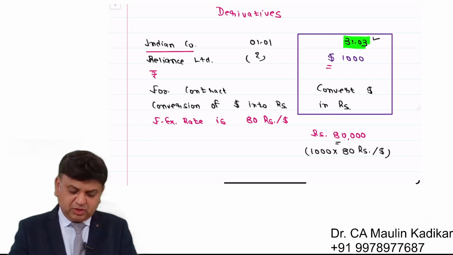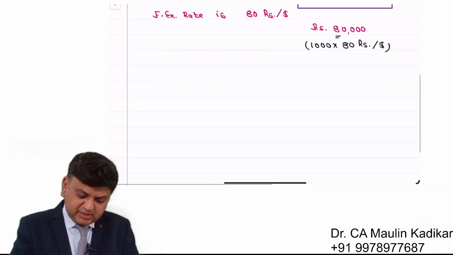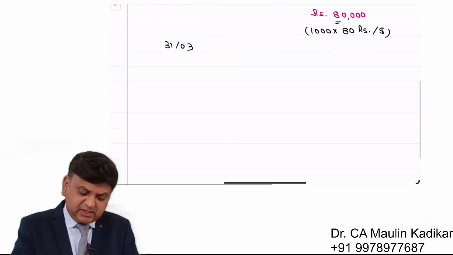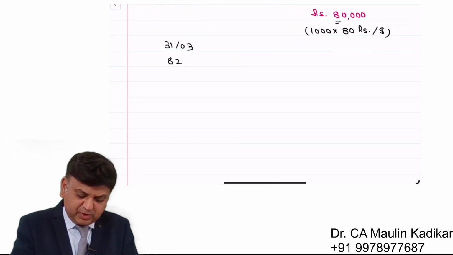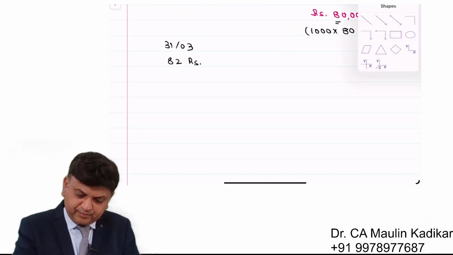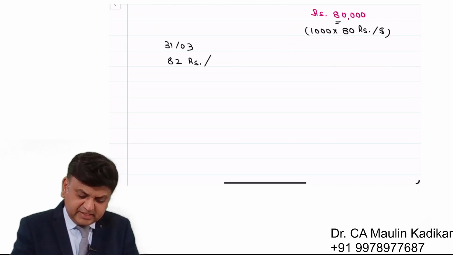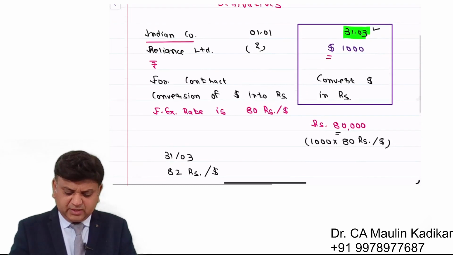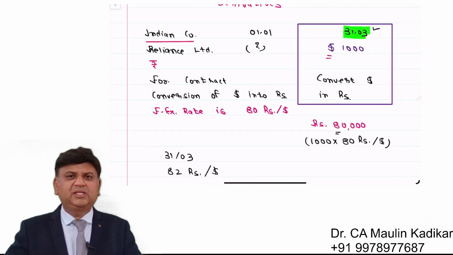Now, my question to all of you is this. Please write your answer in the chat box. Suppose on 31st of March, spot exchange rate is 82 rupees per dollar. Whether Reliance company is happy for entering into the forward contract? Write answer in the chat box.